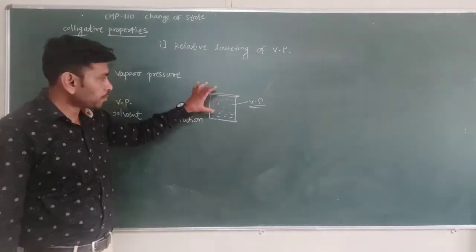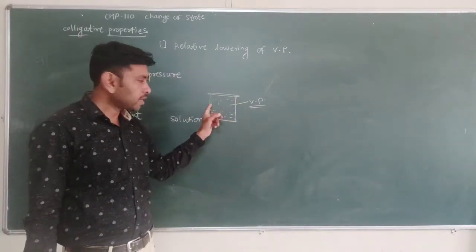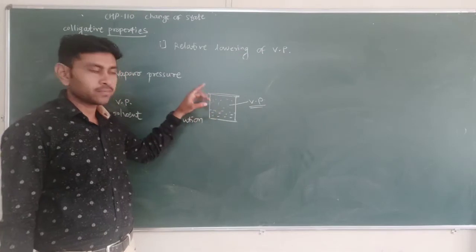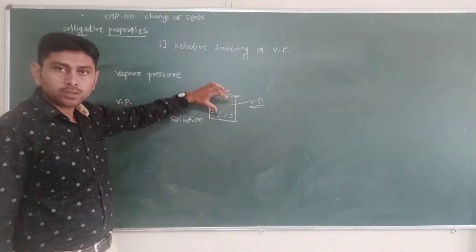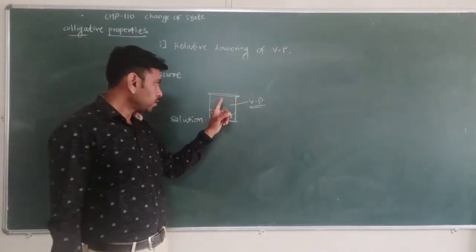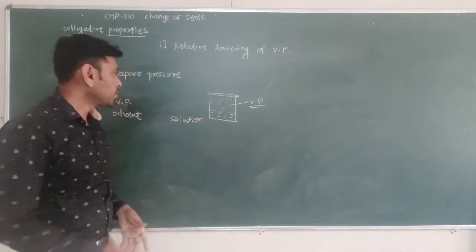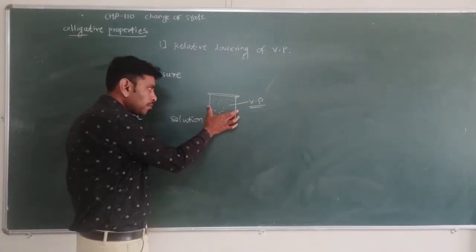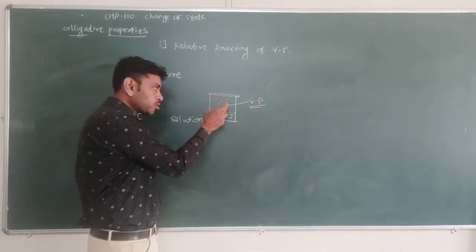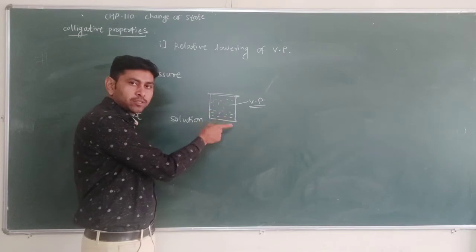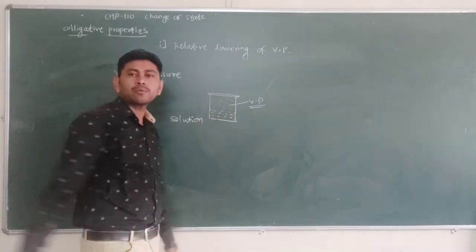Vapor pressure is what? Vapor pressure is the pressure created by the vapors of the solvent or solution when the vapors are in equilibrium with the solution or liquid. So that pressure is called vapor pressure. Vapor pressure is the pressure created by the vapors of the solvent or liquid on the surface of the liquid when vapors are in equilibrium with the liquid.